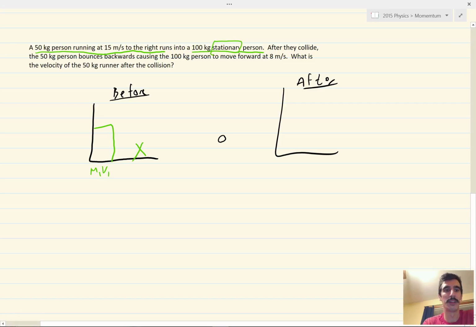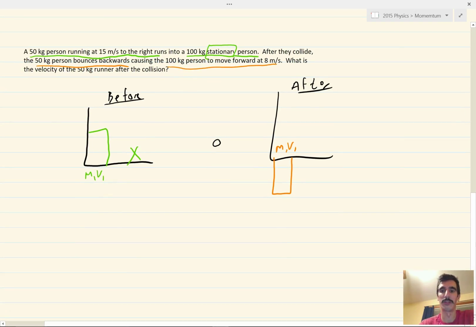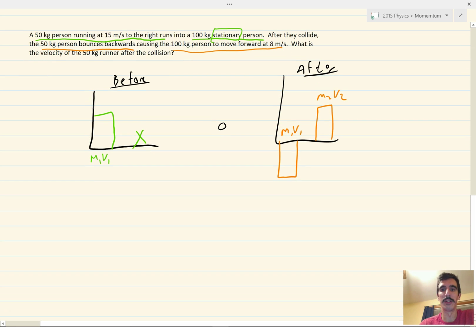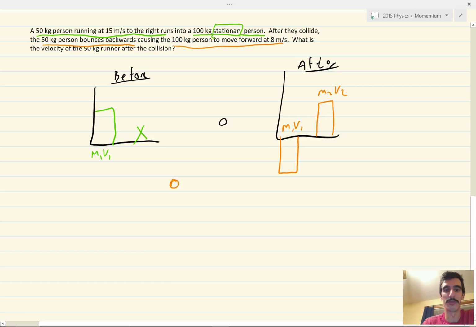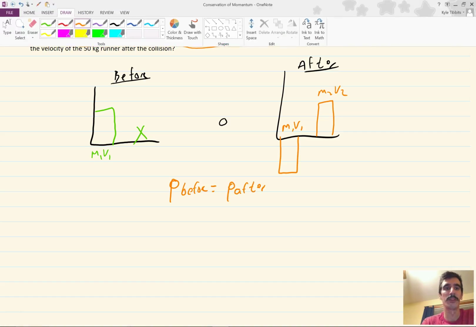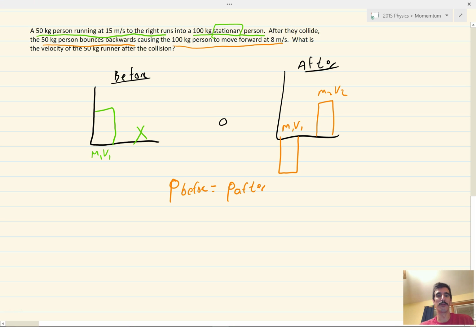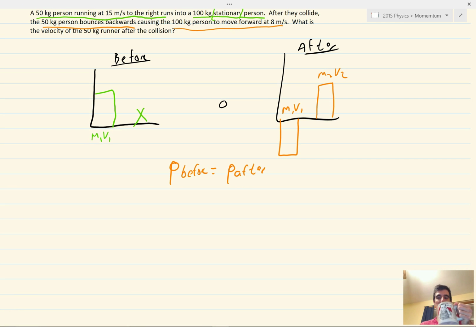Alright, after, the 50 kilogram person bounces backwards. So he has momentum, but now he's moving backwards. And the 100 kilogram person moves forwards at 8 meters per second. So now that person has momentum. M2V2. And we know from before, the total momentum before is equal to the total momentum after. So from our LOL diagram, we can make our formula, knowing P before equals P after.